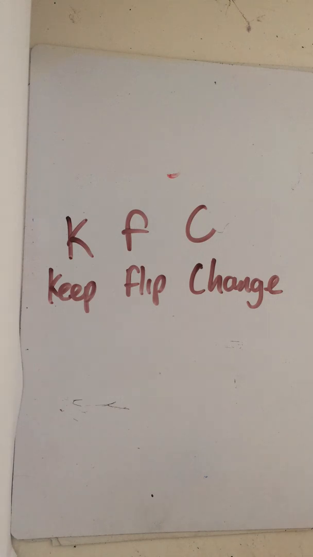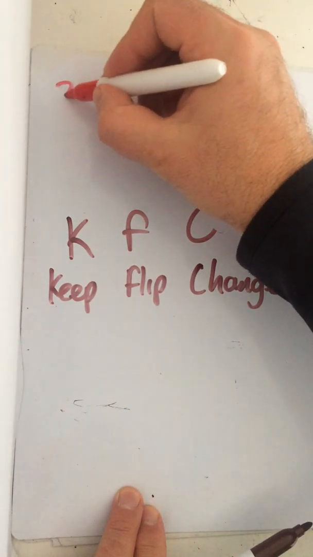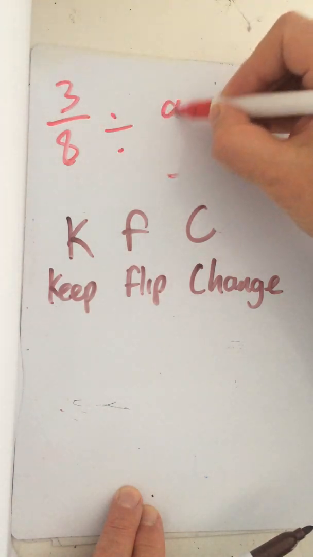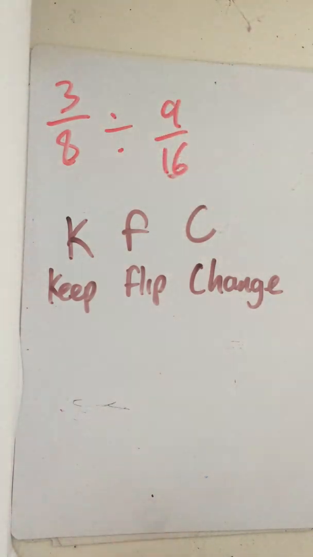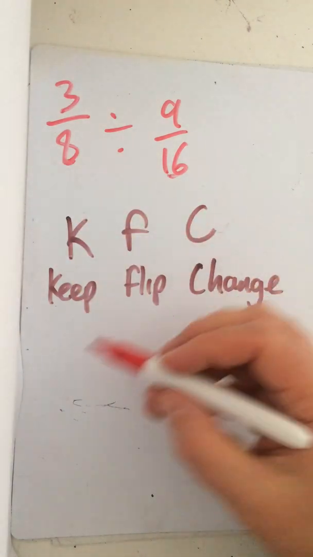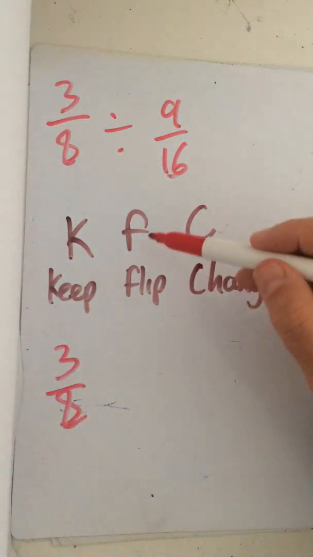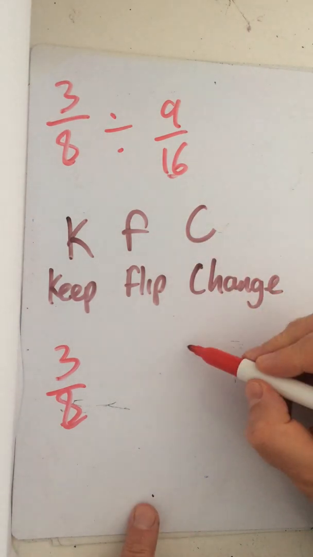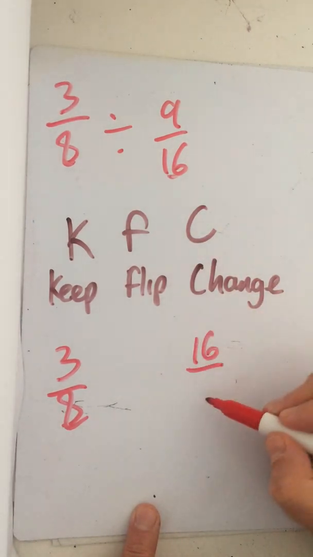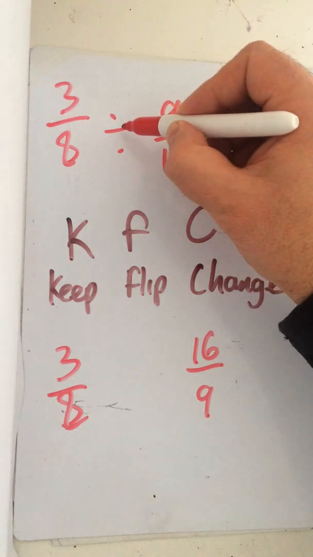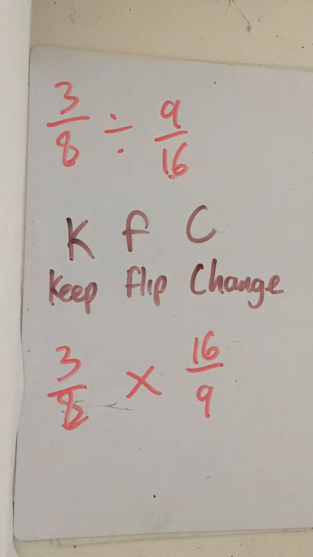So let's go with 3/8 divided by 9/16. Keep the first one, 3/8. Flip the second one, so that becomes 16 over 9. Change the sign from a divide to a times. Keep, flip, change, and then off I go with it.